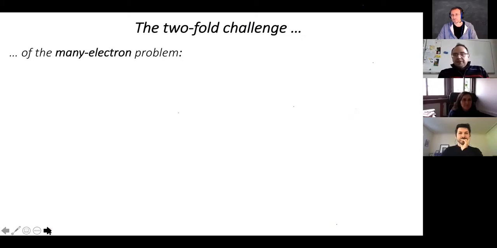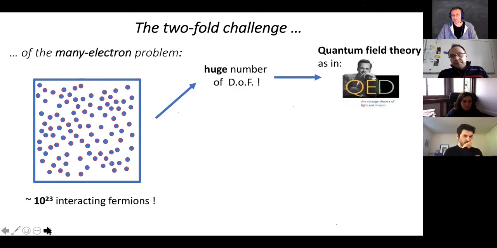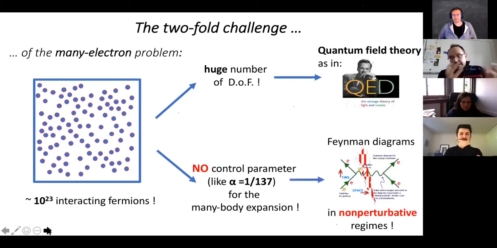I think all the difficulties that we are seeing here are deeply rooted in the true nature of the many-electron problem. The challenge of treating a lot of interacting fermions, with a high number of degrees of freedom, of course suggests using the formalism of quantum field theory, which is used also in QED or in high energy physics. But at the same time, different from QED, we don't have a priori a clear control parameter to justify the expansion and the formalism, like the Feynman diagrammatic formalism, that we want to use.